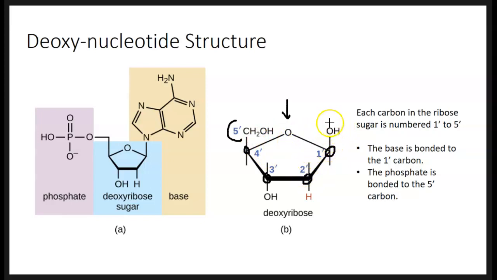On the 1' carbon, this is the carbon where the nitrogen base is bonded. In DNA, the 2' carbon is deoxy, right? It's missing that hydroxyl group. And then the 5' and the 3' carbons are important because at the 5' we have this phosphate, and at the 3' we have this hydroxyl. And those form the phosphodiester bonds between nucleotide monomers.